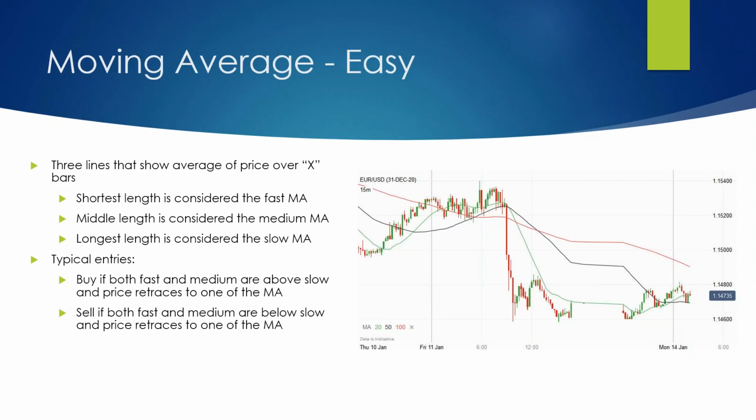Then you could refine that just a little bit more and say, okay, all of the moving averages have to be going in the same direction. In other words, they all need to be going down. And then price retraces back to a moving average. Then you get a bearish bar for a short position, or you would get a bullish bar for a long position. Does everybody understand that?